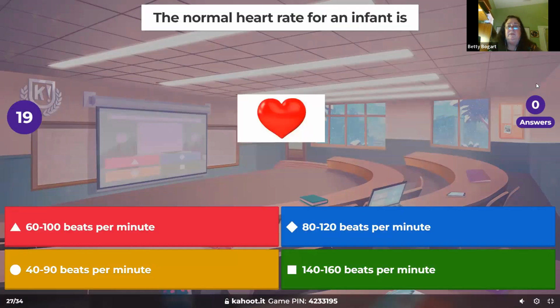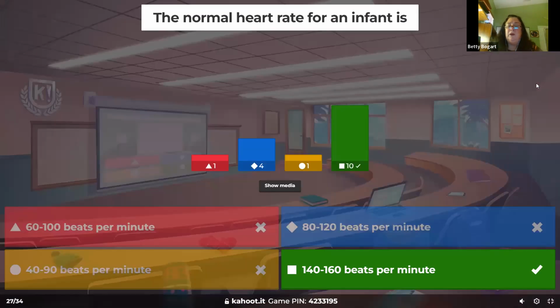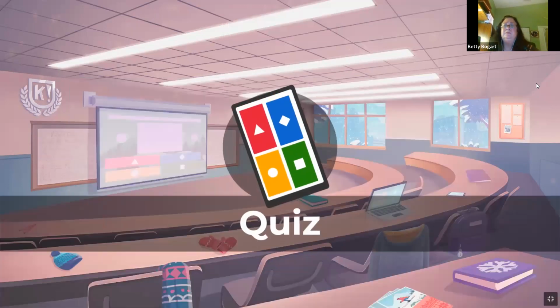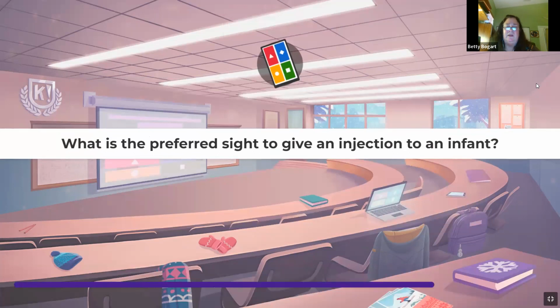Normal heart rate for an infant. It's 140 to 160, and that's at rest. If they're crying, it could be 200, okay? So 140 to 160 would be your baseline for that. A heart rate of 80 on an infant is too slow. That's very much too slow. 120 it could be, but 80 is way too low. 60, no. 40, no. You better start doing CPR at 40. What is the preferred site to give an infant an injection?